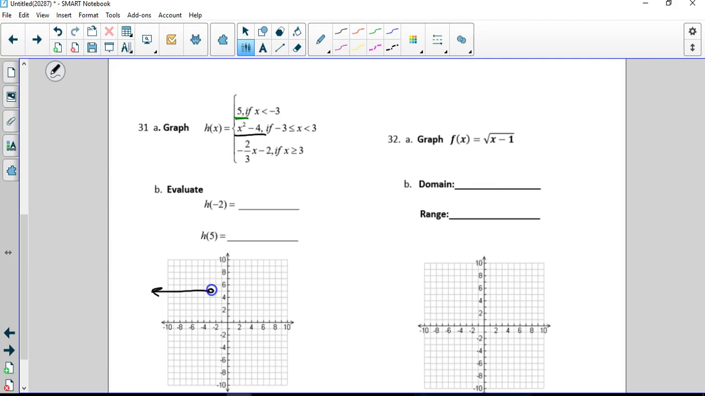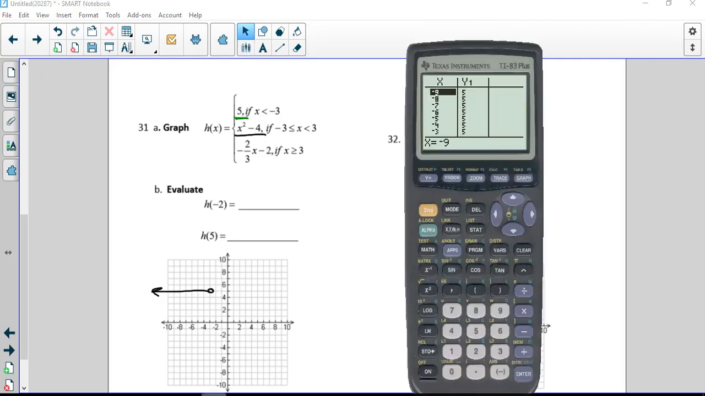Then I'm going to do x squared minus 4. So I get my calculator up. Y equals, clear. X squared minus 4. You get the minus 4. And I graph. That's the same parabola, just dropped straight down. But notice, I only want between negative 3 and 3. So I'm going to go to my table.